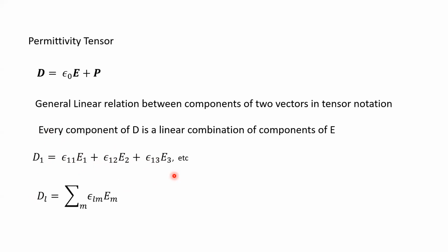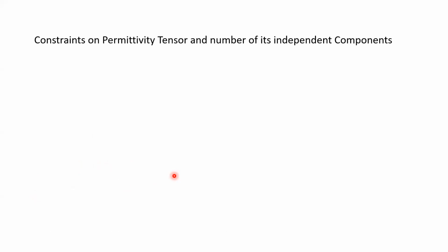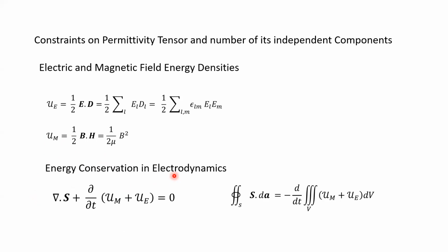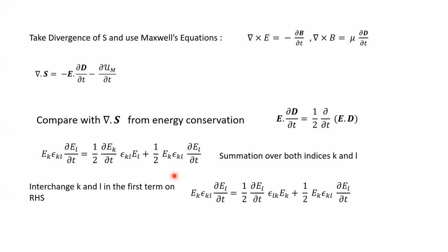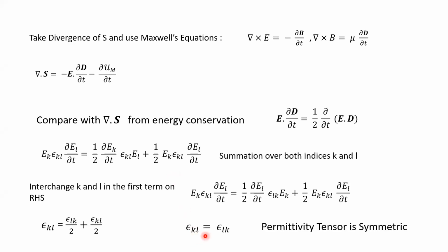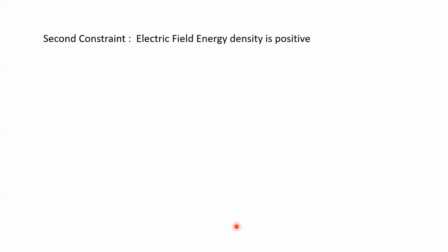But then we argued that out of these 9 components, only 6 would be independent, and that comes from energy conservation. Energy conservation tells us that this permittivity tensor has to be symmetric. So epsilon KL is equal to epsilon LK. That reduces it to only 3 independent components.